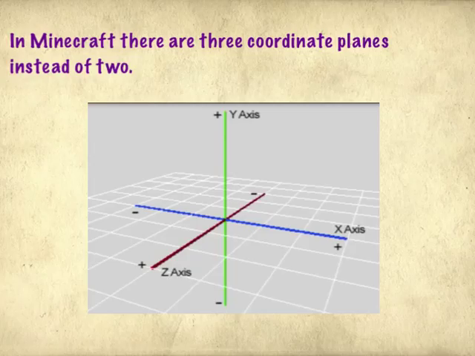So I just want to give you an example of how coordinates and grids can be used in Minecraft to find yourself. Now in Minecraft there are 3 coordinate planes instead of 2. You guys already know about the x-axis, which goes horizontally, and the y-axis, which goes vertically. But because Minecraft is a 3-dimensional space, you can move on the z-axis as well. Okay? So you don't just move left and right and up and down in Minecraft. You can also move in and out, and that's the z-axis.